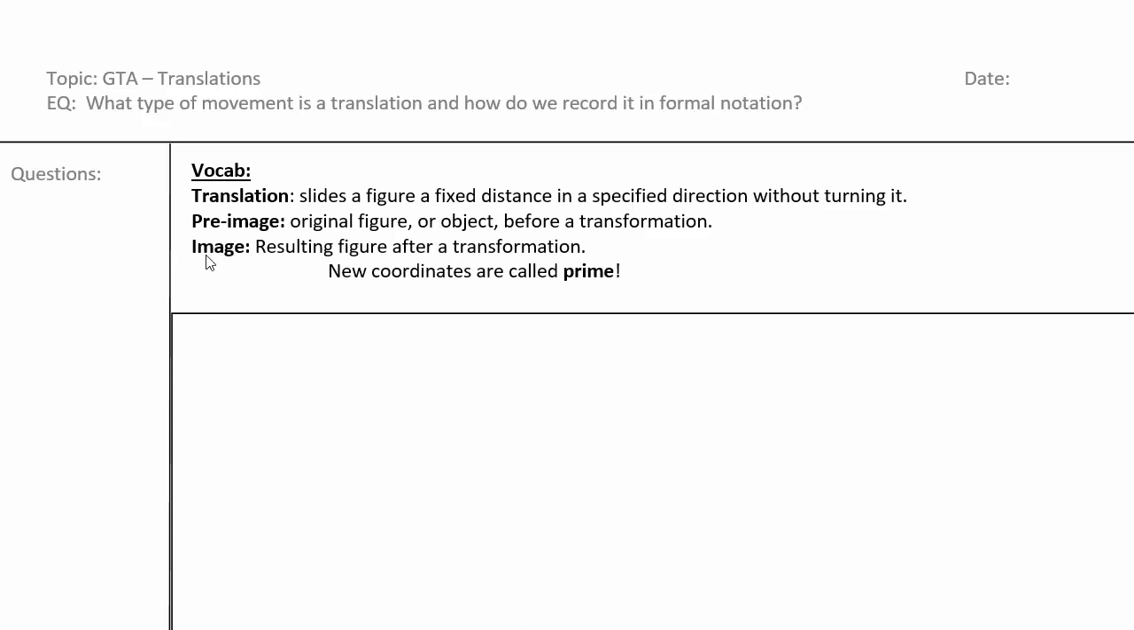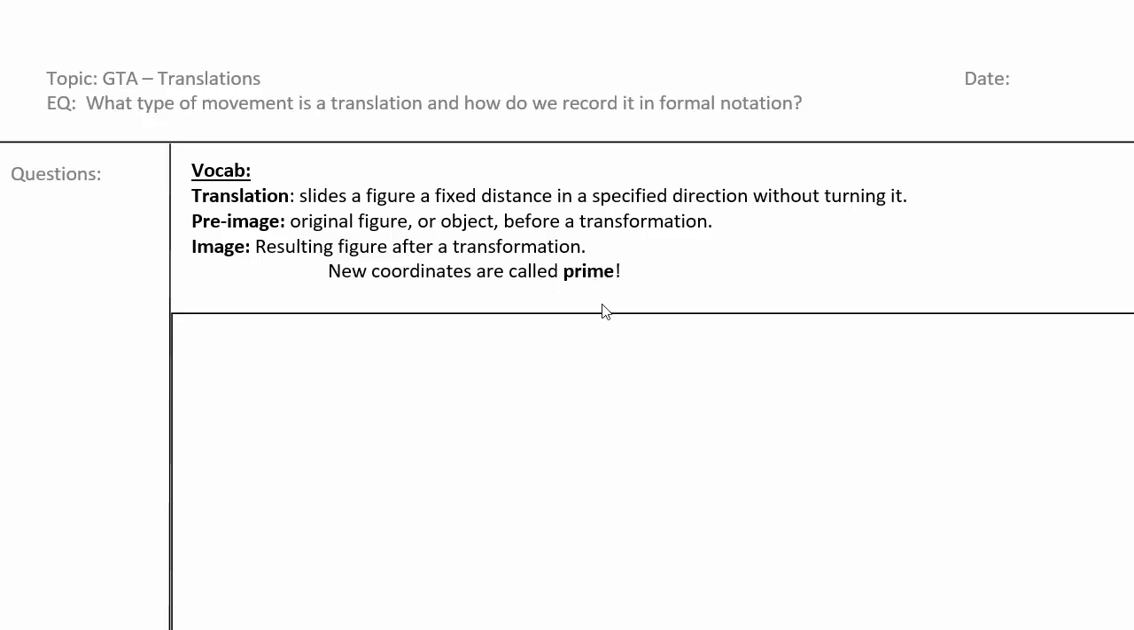We'll start today, as we often do, discussing vocabulary. As a reminder, a translation is a transformation that slides a figure a fixed distance in a specified direction without turning it. The pre-image is the original figure or object before a transformation, and the image is the result after a transformation. We'll see in today's video that the new coordinates for an image are called prime. So be looking for that notation and its use when we are describing the new coordinates of any new image.